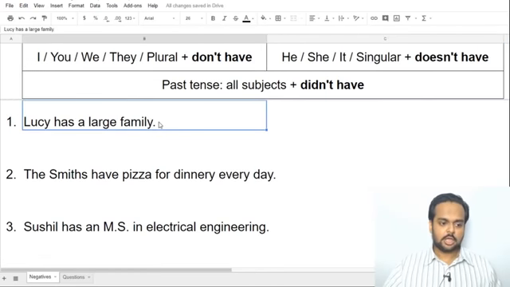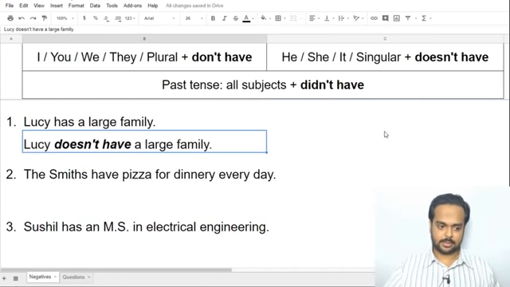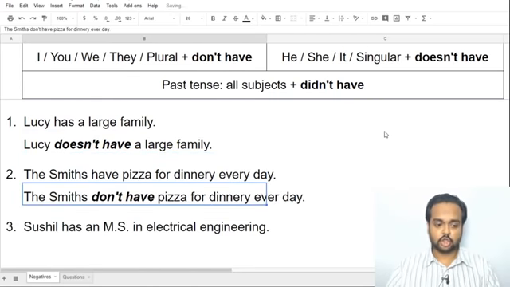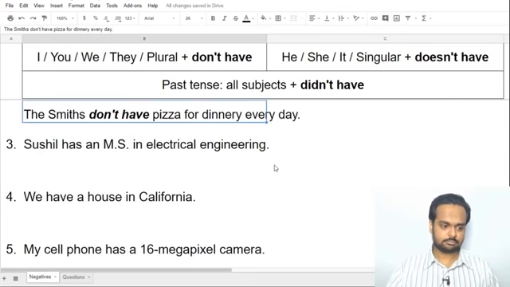Okay, first sentence, Lucy has a large family. How do you make that a negative? Lucy is like saying she. Lucy is a singular noun. So Lucy doesn't have a large family. The Smiths have pizza for dinner every day. Negative, the Smiths don't have pizza for dinner every day. Why don't have?